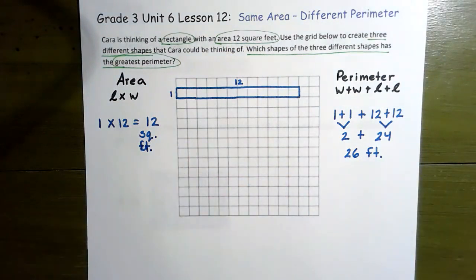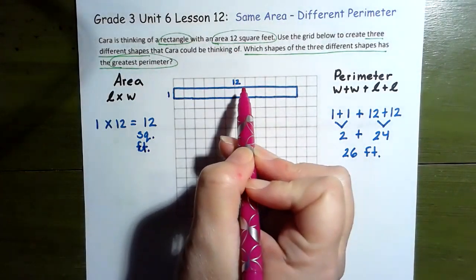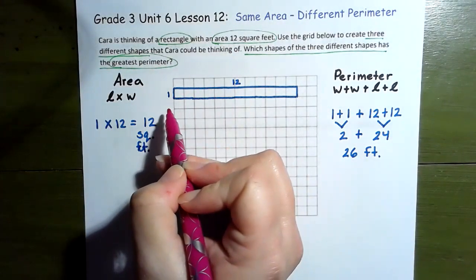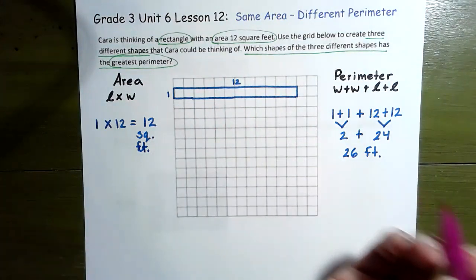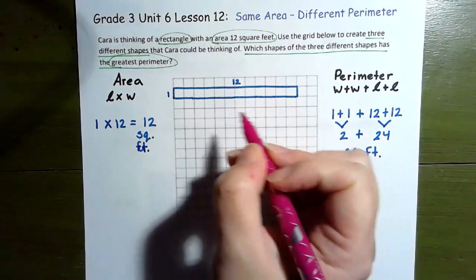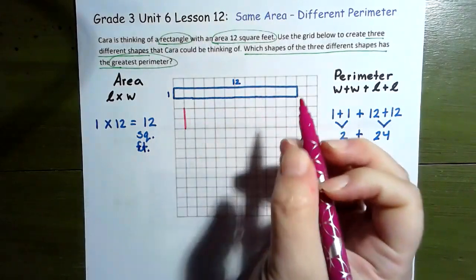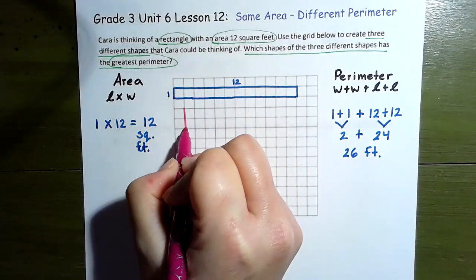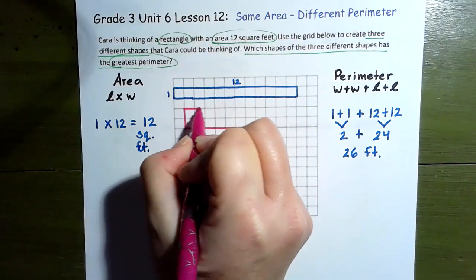What's another way we can make 12? Say it to your screen. That's right. I can think of other ways to make 12 by thinking of 2 factors. I also know that 2 times 6 is 12. So if a rectangle has a length of 2, 1, 2, and a width of 6, 1, 2, 3, 4, 5, 6, it might look something like this.